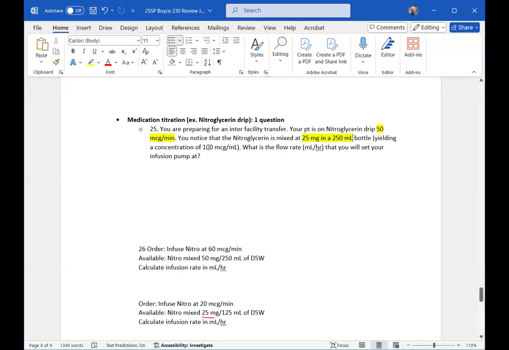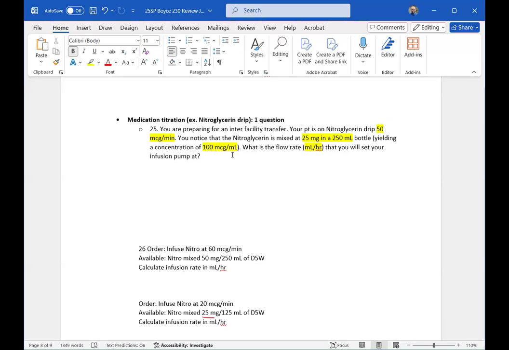And then it has a concentration of 100 micrograms per milliliter. The question is, what is the flow rate that you will set your infusion pump to? So the trick to this is they're giving you a couple extra pieces of information. They're actually stating the milligrams per milliliter and the micrograms per milliliter within the same thing. You've probably noticed that on some of your medication labels, they will have the mg per ml, and then right underneath it, the micrograms per milliliter. And so that's basically what this is, just in text form.